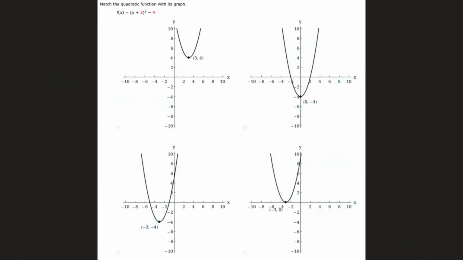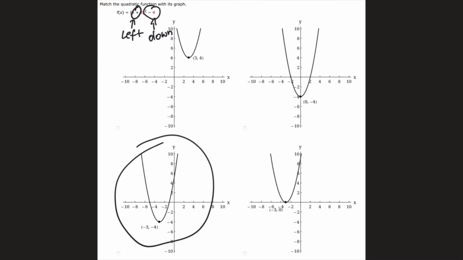In this question, we have other transformations happening. One on the outside, which again would move it down, and one on the inside, which would move it in the opposite direction of what you would think. Since it's on the inside, it's going to move either left or right, and since it goes opposite of what you would think, positive is going to move it left. So the vertex of this function moves down 4 and left 3 units, which again leads us to this answer.